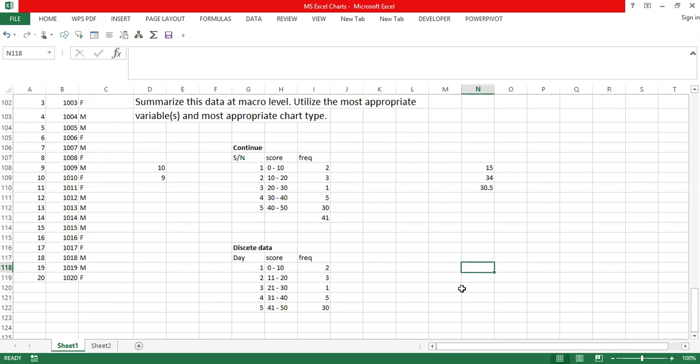Now, I said this is discrete data. You have seen the difference between discrete and continuous data, right? The difference is clear, right? I would like to hear your response. That's what will assure me that you are hearing me.